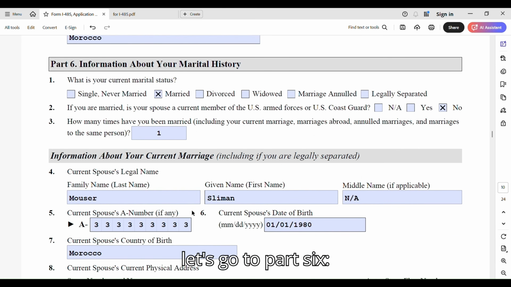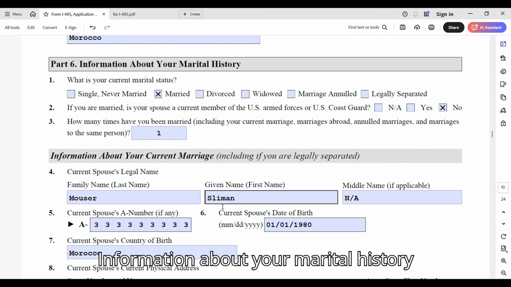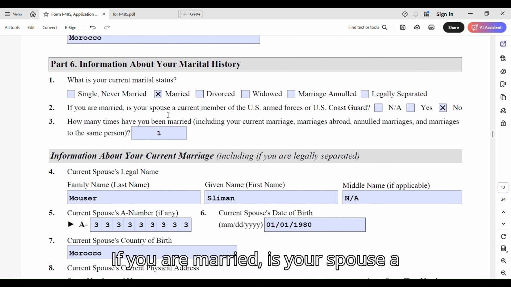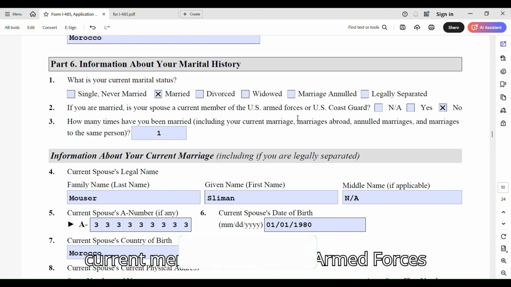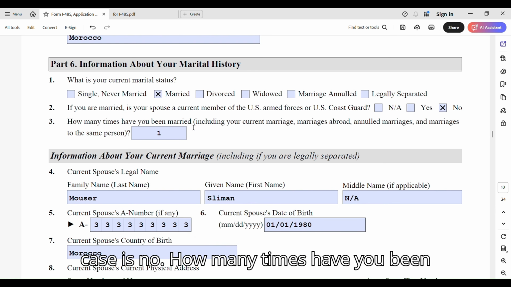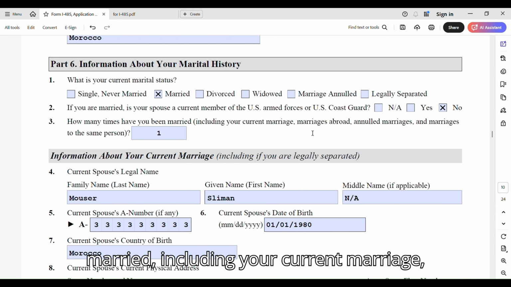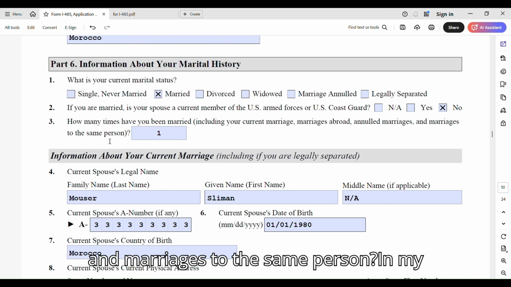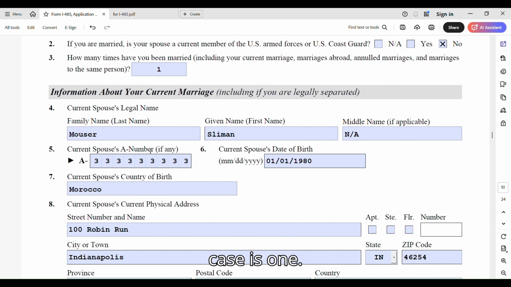So now let's go to part 6. Information about your marital history. So what is your current marital status? Married to me. Question number 2. If you are married, is your spouse a current member of the U.S. Armed Forces or U.S. Coast Guard? In my case it is no. Question number 3. How many times have you been married, including your current marriage? Marriages abroad, annulled marriages, and marriages to the same person. In my case it is 1.